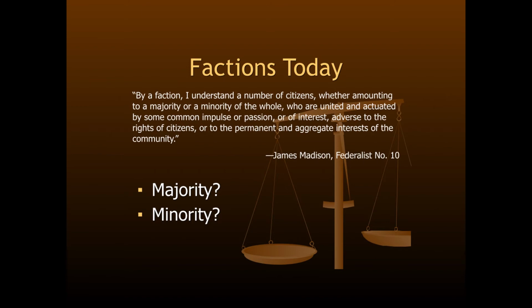By James Madison's own words, he writes in Federalist number 10, by a faction, I understand a number of citizens, whether amounting to a majority or a minority of the whole, who are united and actuated by some common impulse of passion, or of interest, adverse to the rights of citizens or to the permanent and aggregate interests of the community. And what he's talking about are people on both sides of the fence, and these factions will come together many times on a large number of issues and form a party.